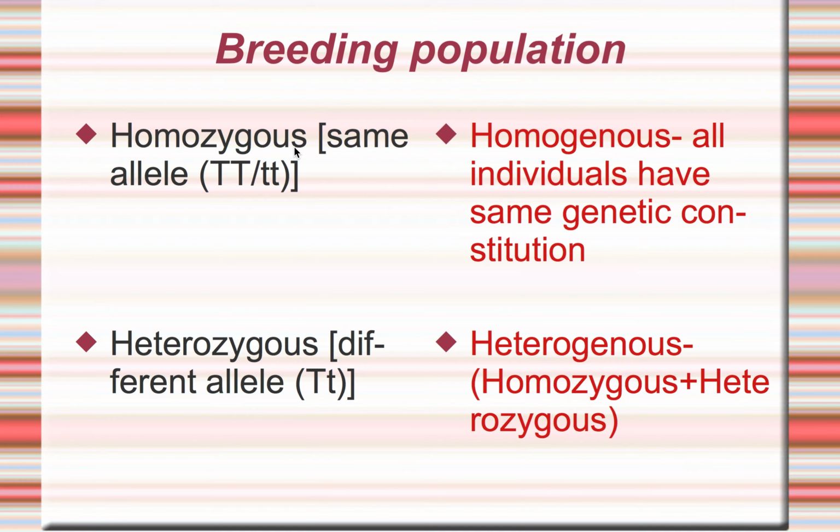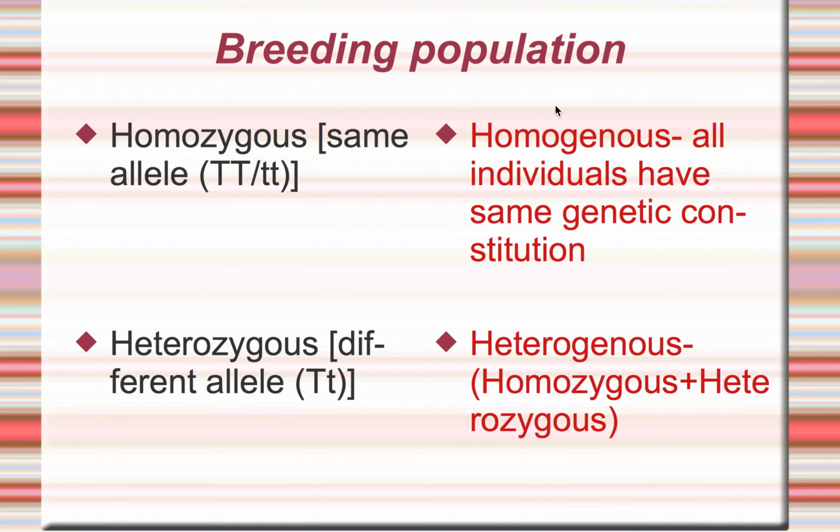If an individual is said to be homozygous, then it will have the genetic constitution as either capital T capital T or small t small t. If an individual is said to be heterozygous, then the genetic constitution will be capital T and small t. That is, a heterozygous individual has a different allelic constitution in its genetic background. And now let's see about the individuals which constitute the population.